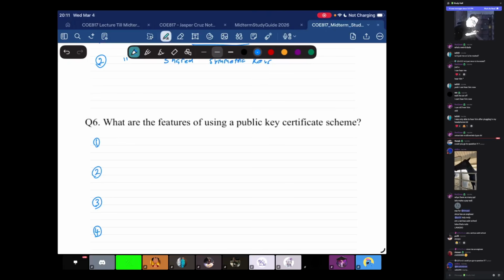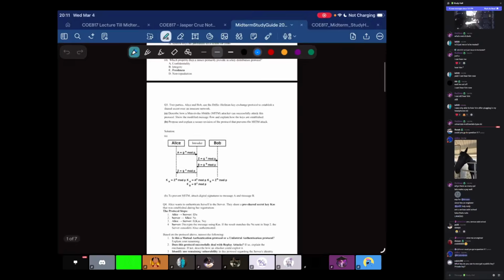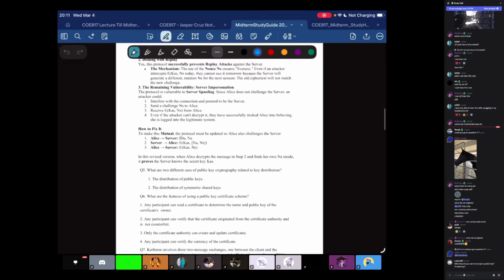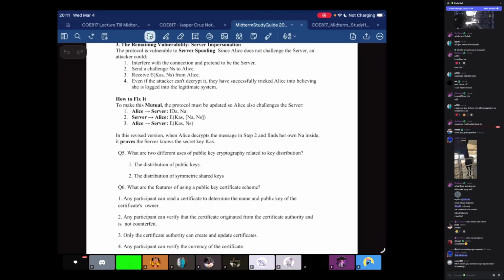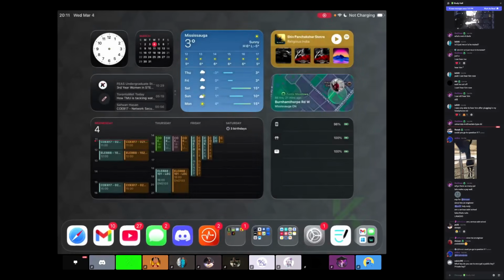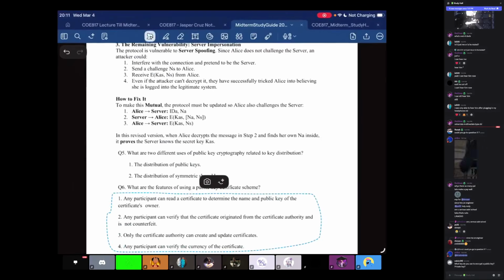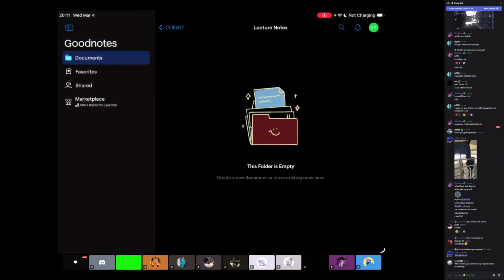So any participant can read a certificate to determine the name and public key of the certificate's owner. Let's pull it from here actually. So what it's referring to. Whoa. Not bad there.